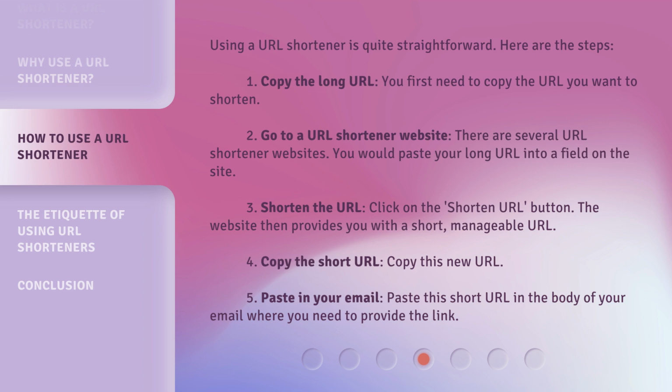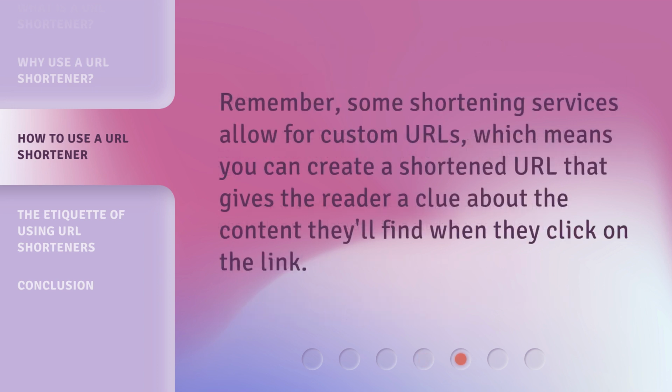4. Copy the short URL. Copy this new URL. 5. Paste in your email. Paste this short URL in the body of your email where you need to provide the link. Remember, some shortening services allow for custom URLs, which means you can create a shortened URL that gives the reader a clue about the content they'll find when they click on the link.